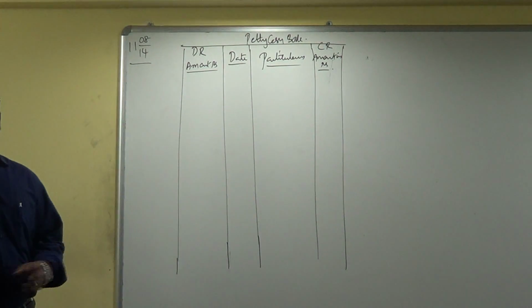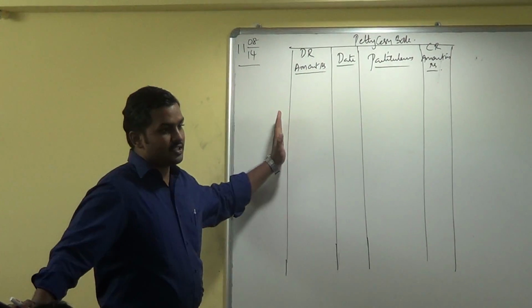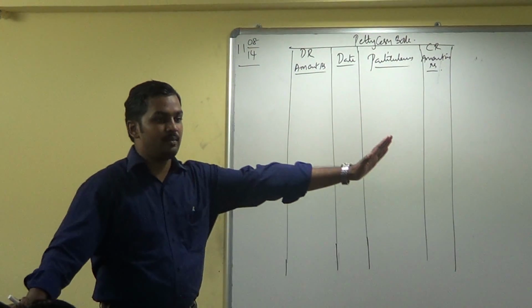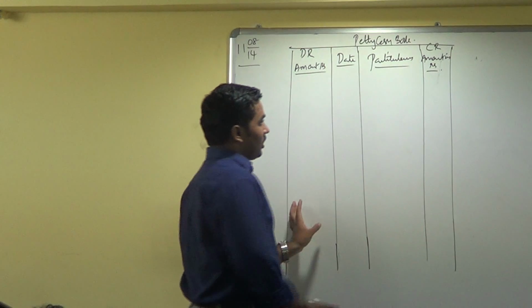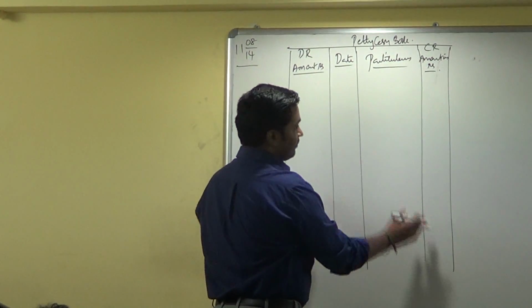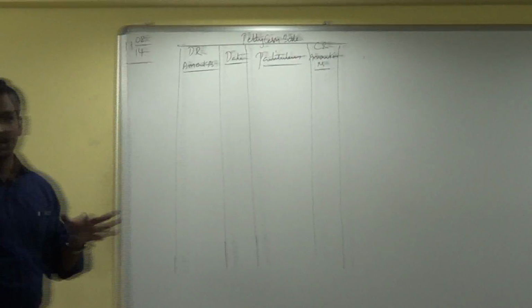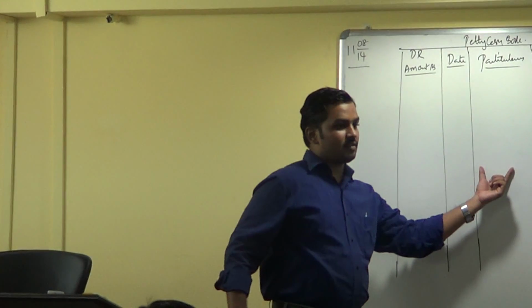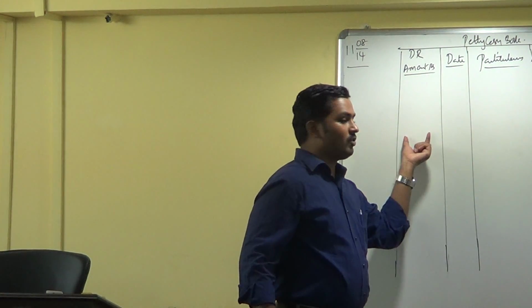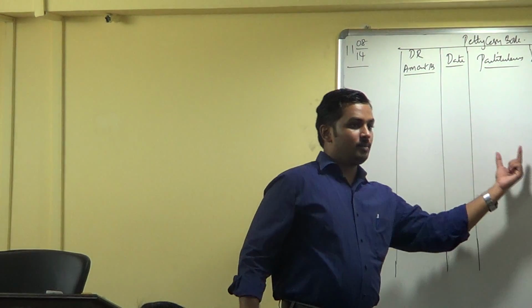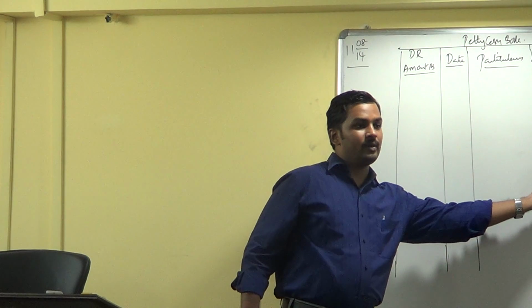How will you maintain the petty cash book? Left side is the receipt side, right side is the payment side. Receipt column, payment column. Particulars is common for both of them. Whether you receive or pay, you have to write the particulars here. But if it is a receipt, the amount will be recorded here. If it's a payment, particulars will be written here, but the amount will be written here.